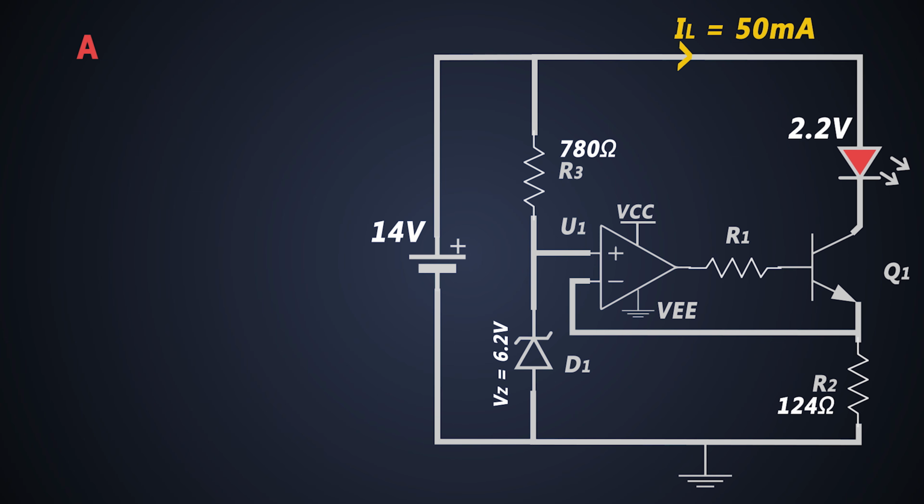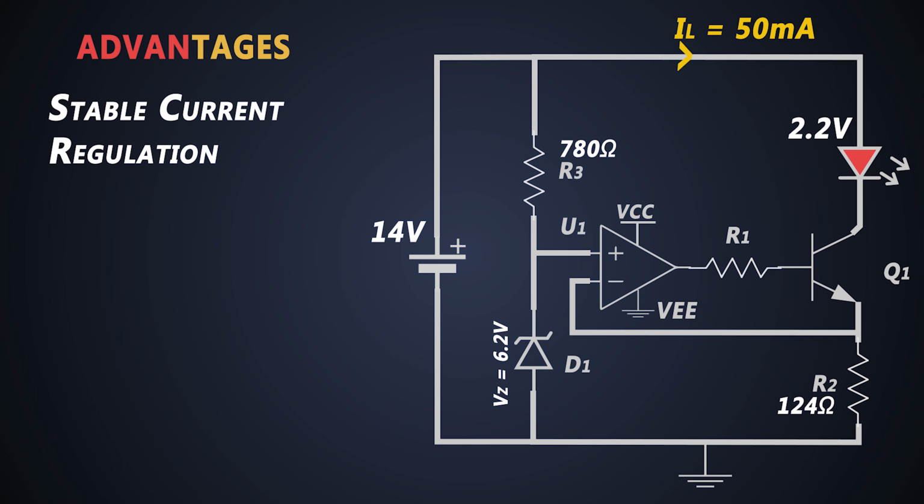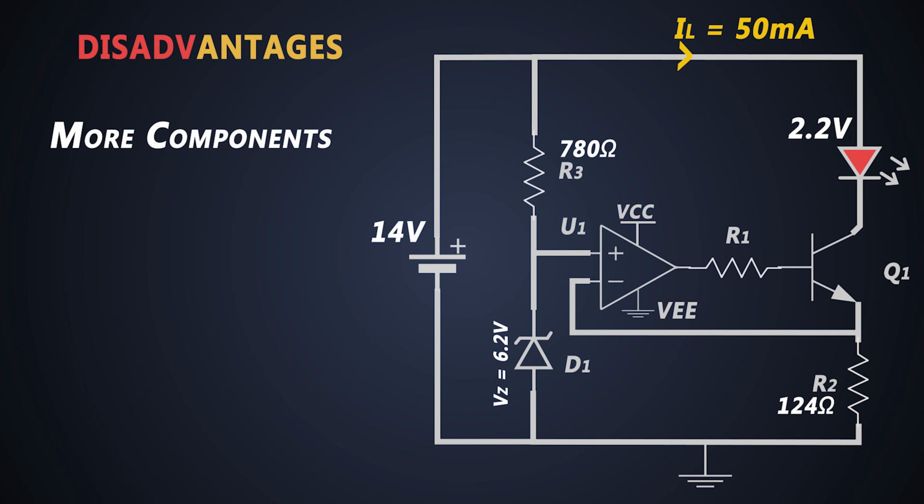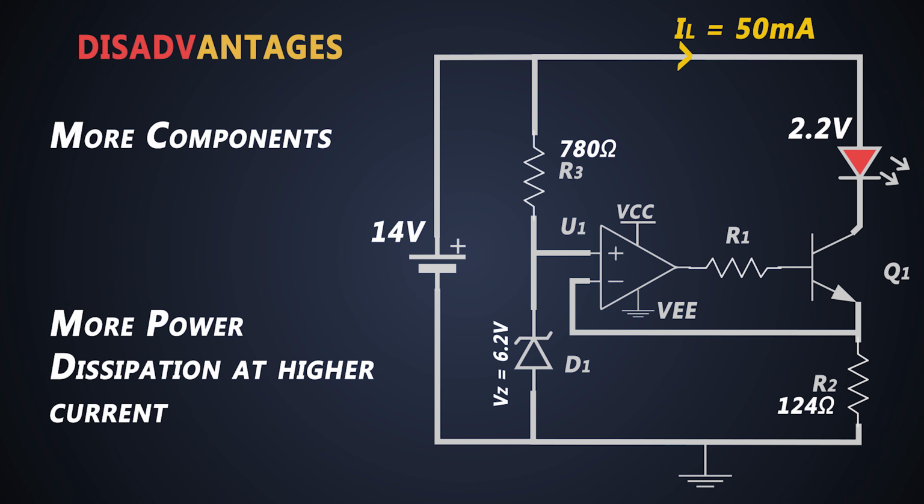There are some advantages of this circuit. This circuit gives very stable current regulation despite changes in junction or ambient temperature. This circuit has very low power dissipation. Although there are some disadvantages as well. This topology uses many components, so the overall BOM cost increases in this circuit. And due to the limitation of the discrete components which we are using, we can't use this for higher current applications.